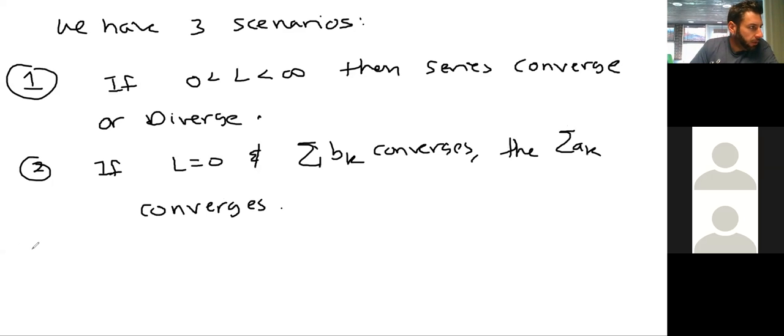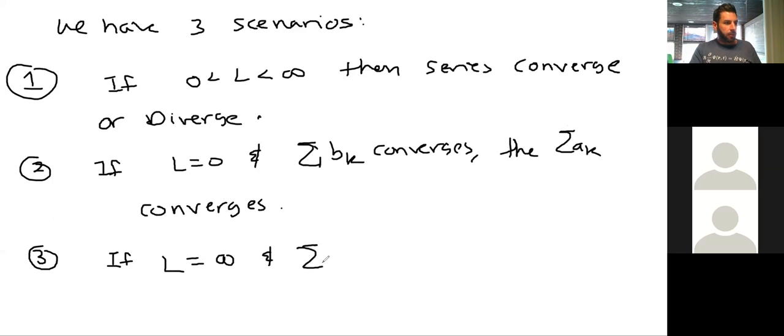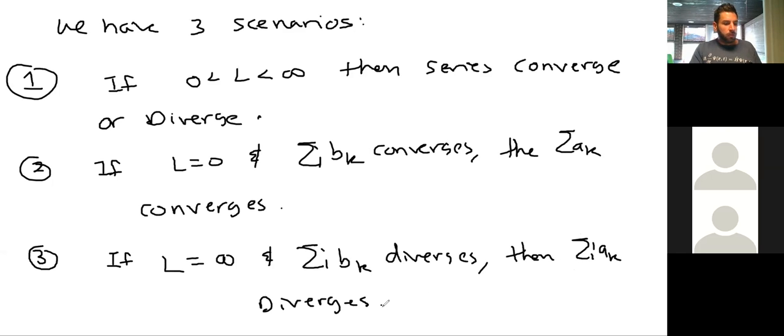And then the last scenario that we can get from this assumption is the following. If L equals infinity and B_k diverges, then A_k diverges. So this theorem's a lot more difficult to state. I shouldn't say more difficult. It's tedious to state. It's very wordy. But in many ways, it's actually a little easier to use.